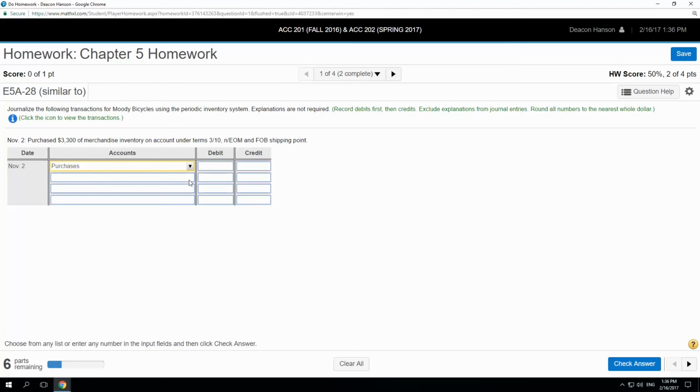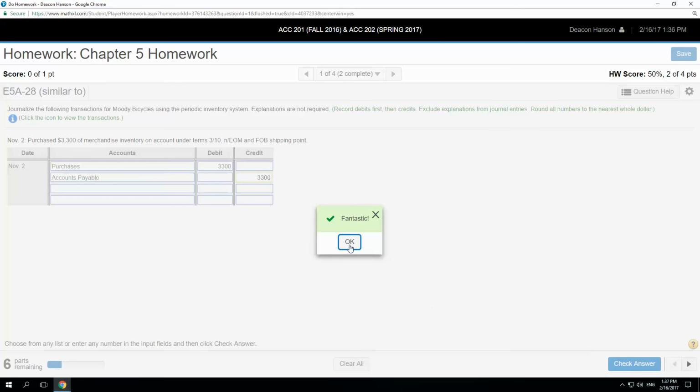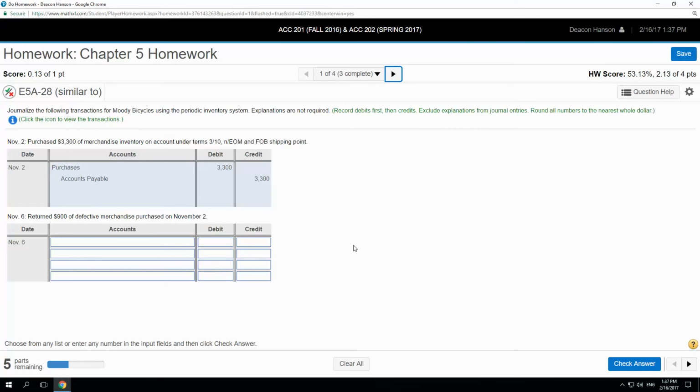So we're keeping track of what we purchased during this accounting period. We're keeping track of that separately in an account, especially for purchases, called purchases. Okay? And we did it on account, so we're going to have an accounts payable 3,300. Okay? So if this were the perpetual system, I wouldn't have used the purchases account. I would have booked it straight to inventory, straight to merchandise inventory. Okay? I got fantastic this time. You guys got fantastic? Okay.